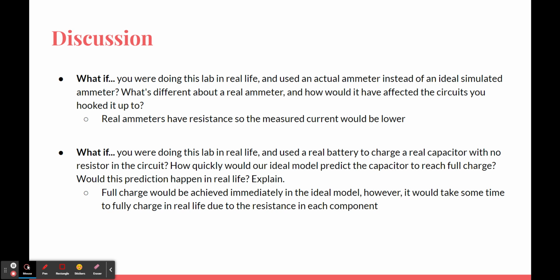What if you were doing this lab in real life and you used a real battery and a real capacitor and no resistor in the circuit? A full charge would be achieved immediately in the ideal model. However, it would take some time to fully charge in real life because there is resistance in each component. That can't be seen in this experimental model, but in real life it can be seen.